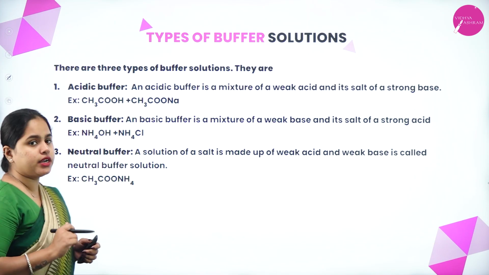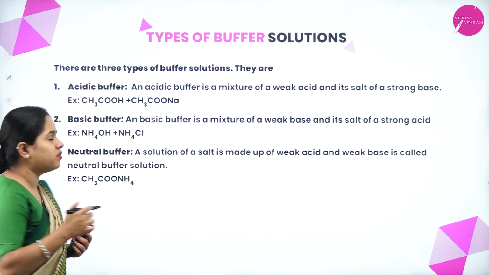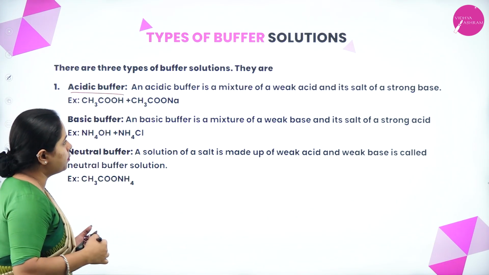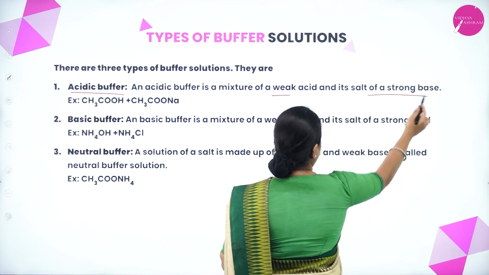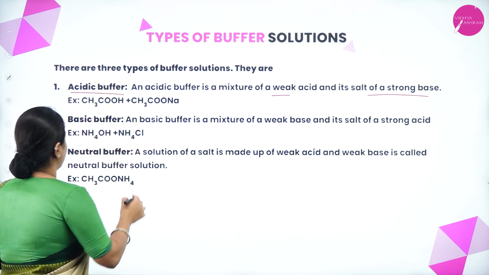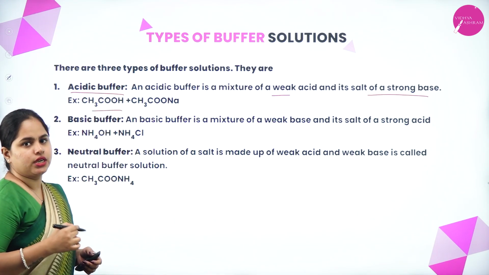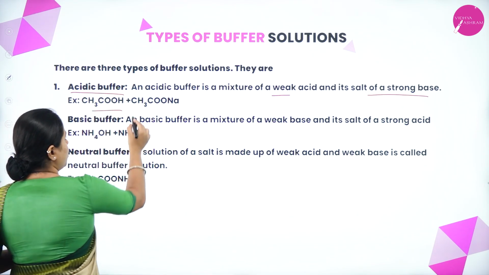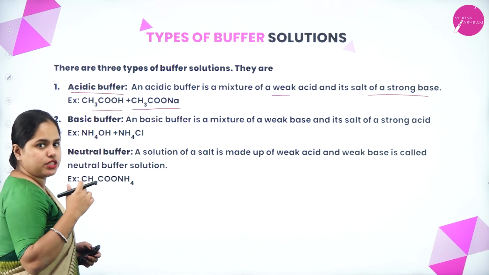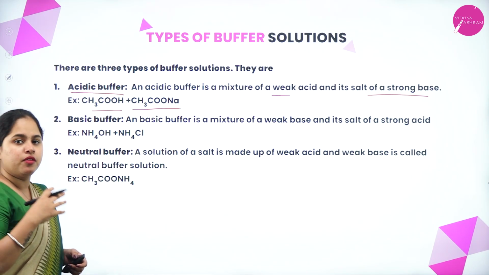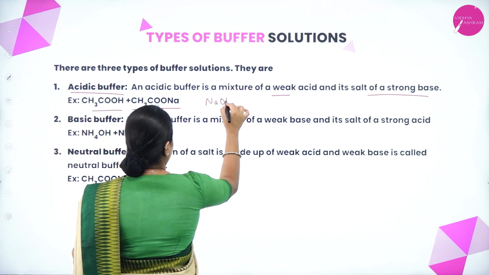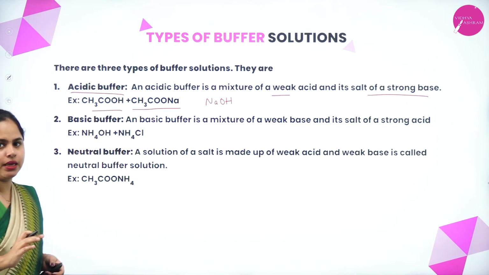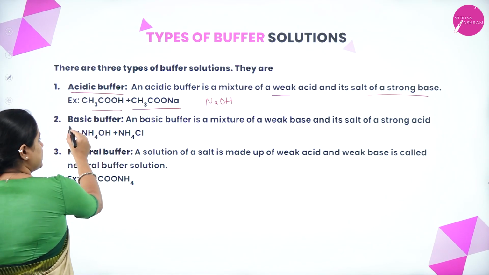Now moving on to the different types of buffer solution. The first one is acidic buffer. An acidic buffer is a mixture of a weak acid and its salt with a strong base, right? So as you can see, CH3COOH is a weak acid, and you have CH3COONa, which is a salt formed from a weak acid and a strong base. Which is the strong base here? NaOH. Okay, so this is an acidic buffer example. Now you have basic buffer.